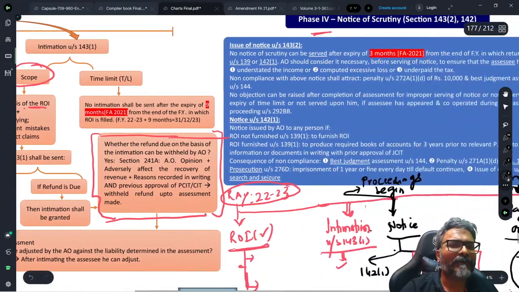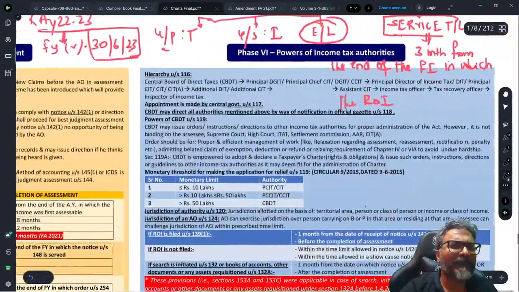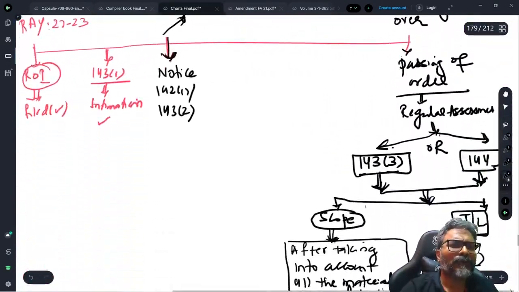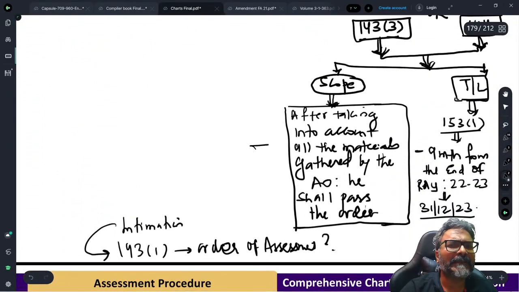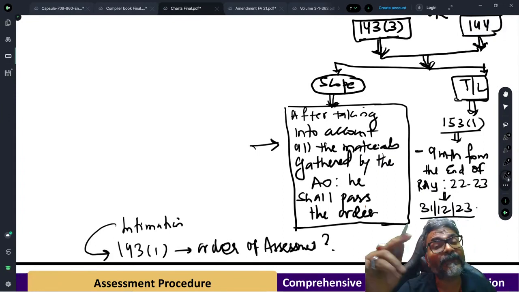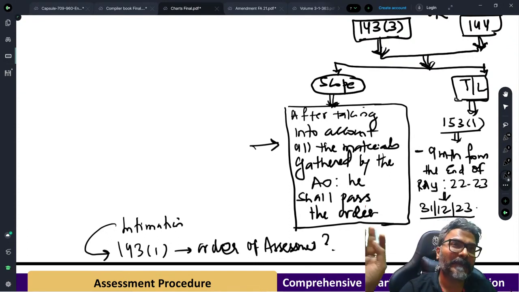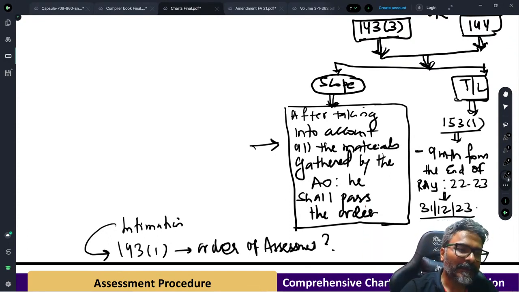So far as the order of assessment is concerned, is it on the basis of the ROI? No. It is after taking into account all the materials gathered by the AO that the order is passed, and hence we say and conclude that the intimation is not an order of assessment.